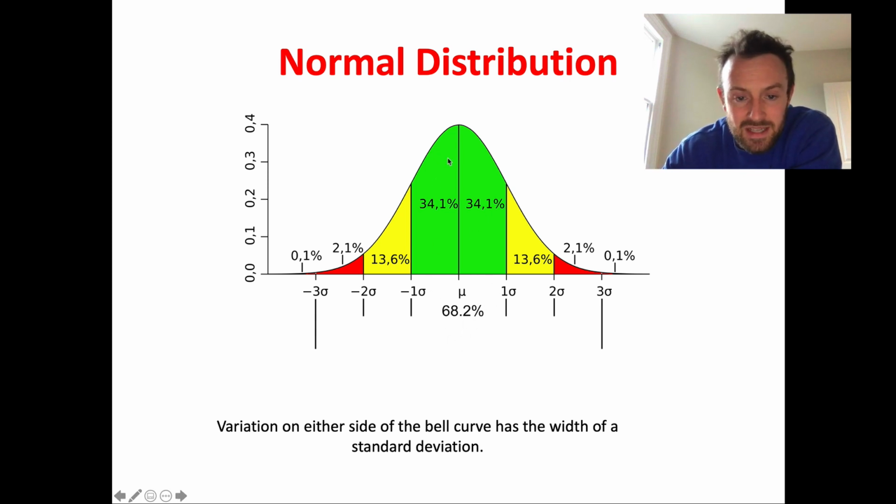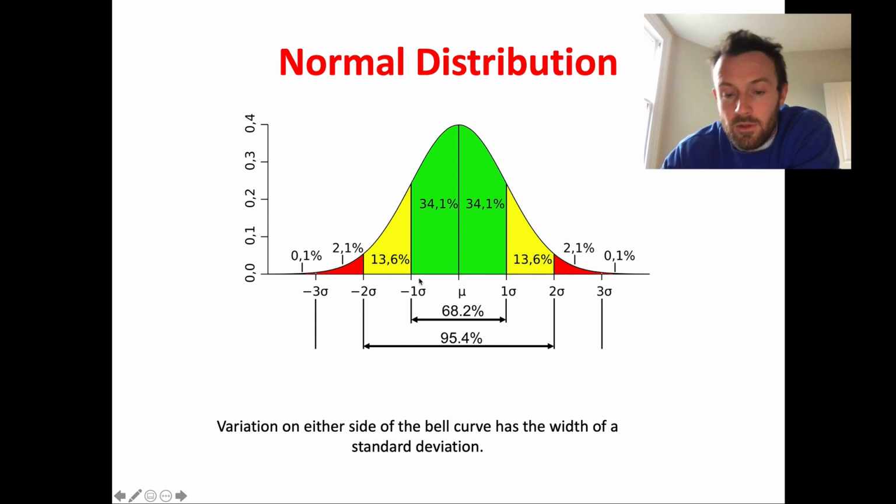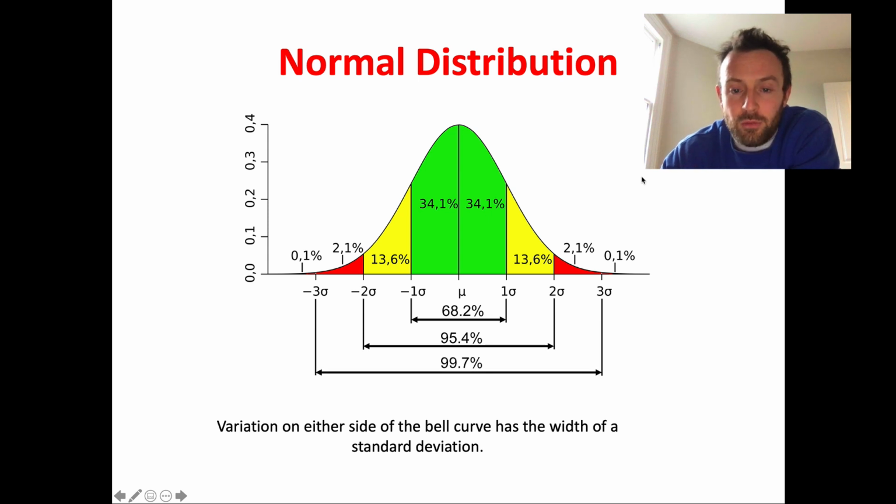And for any normally distributed thing, we can say that 68.2% of individuals lie within one standard deviation of the mean. 95.4% of individuals lie within 2 standard deviations of the mean, and within 3 standard deviations of the mean, 99.7% of individuals lie within 3 standard deviations of the mean.